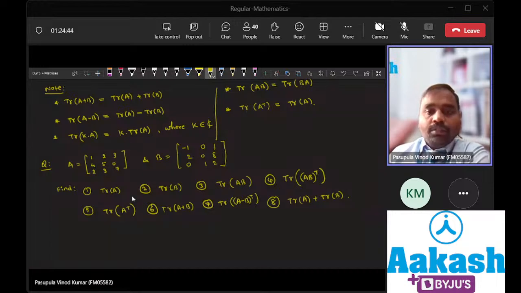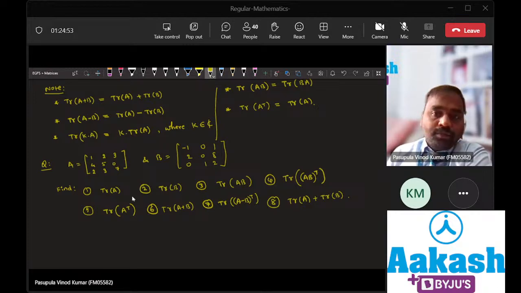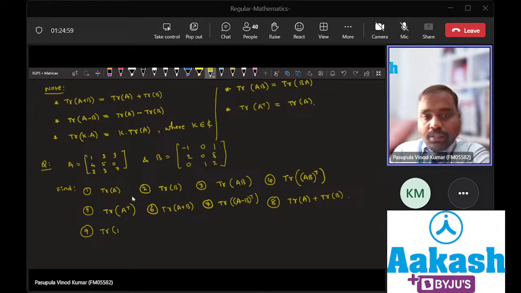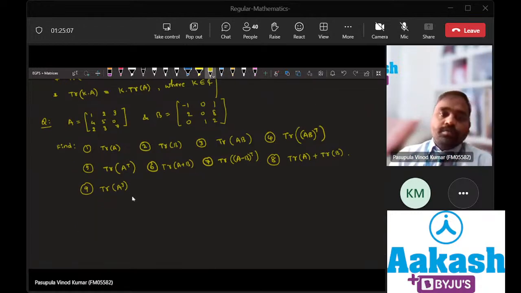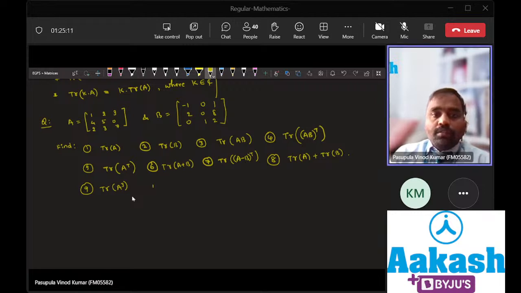These are all very basic questions only, we can do every one. And then one more thing, ninth, trace of A cube, find it out once. Next, 10th one, trace of (A whole cube).